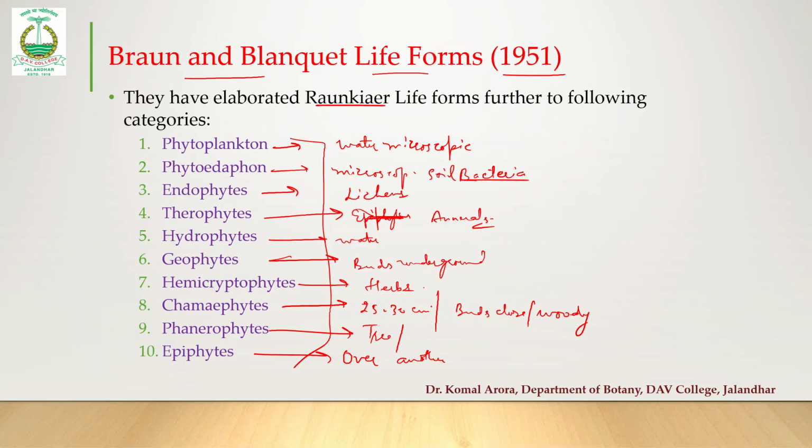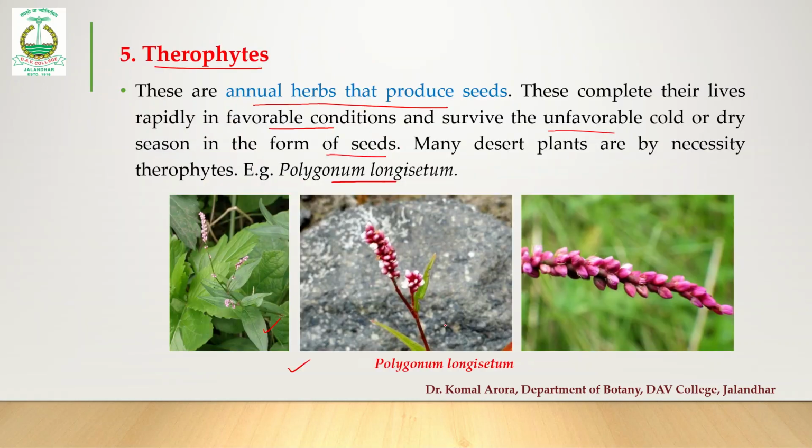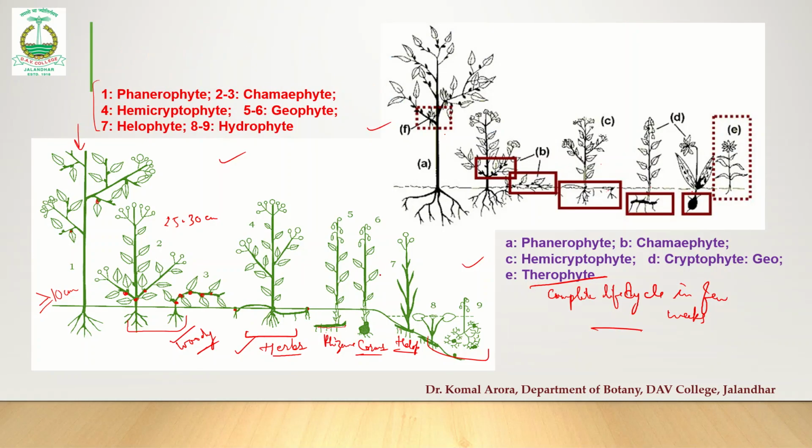Okay, so you just have to mention these. The name is sufficient, no need to write information about that, but you will explain the life forms proposed by Raunkiaer in detail along with any one diagram. Okay, this is a better one because it is explaining maximum categories. So you will draw this diagram. So that's all for today.